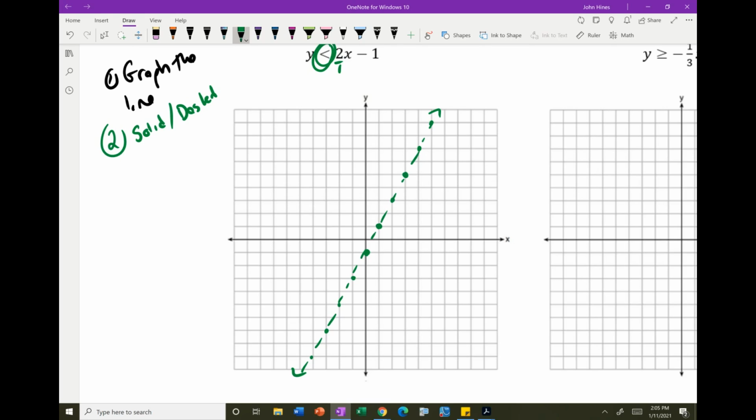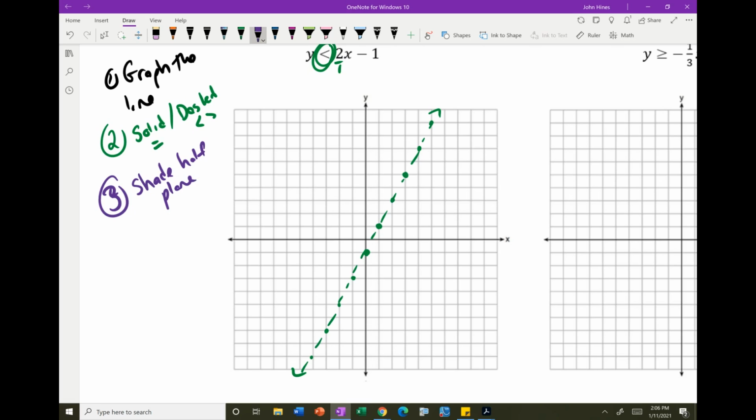So I don't want those to be in the solution set. Sitting on this line is equal to. I don't have that equal to. So solid is when you have the equal to, dashed is when you don't. And then the last step is to shade the half plane. The last step is shade the half plane.